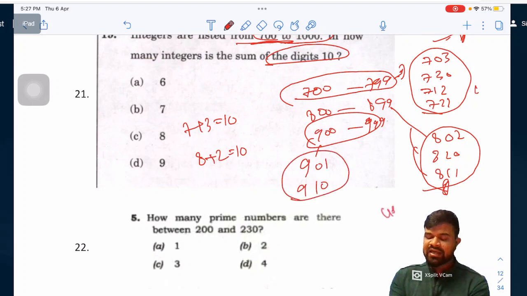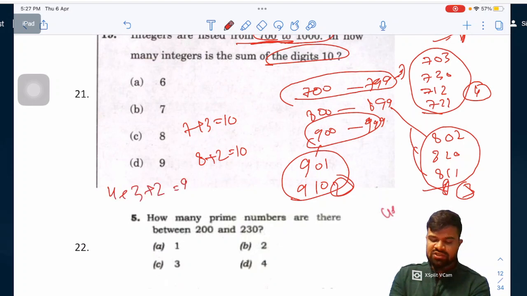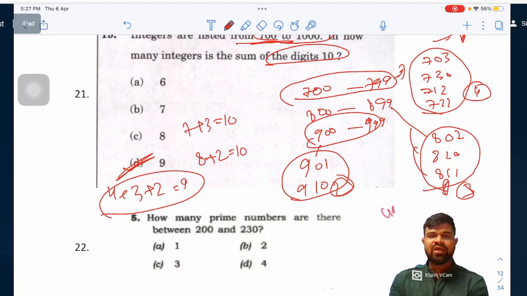So how many cases are there? 4, 3, and 2. 4 plus 3 plus 2 is equal to 9. Nine possible cases are there for the sum of digits to be 10. This is how you proceed.